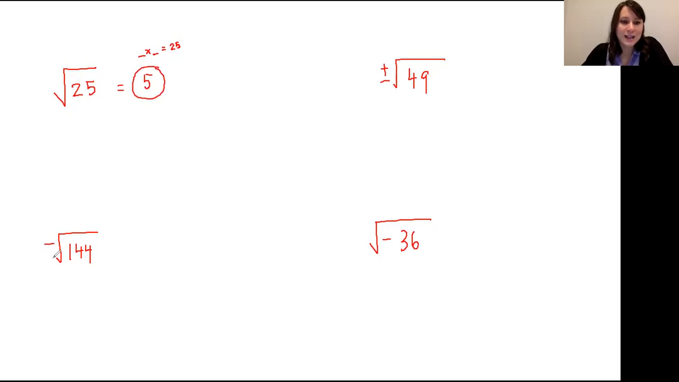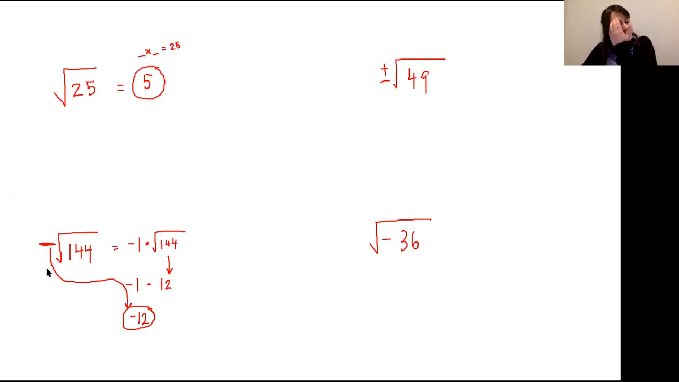Now, if we have a negative outside a square root, that really just means -1 times the positive square root. And so we can just do this regular square root on its own and then multiply it by -1. So square root of 144 is 12, and -1 times 12 is -12. So essentially, if you see a negative outside your square root, just bring that into your answer, because your answer is going to be a negative as well.